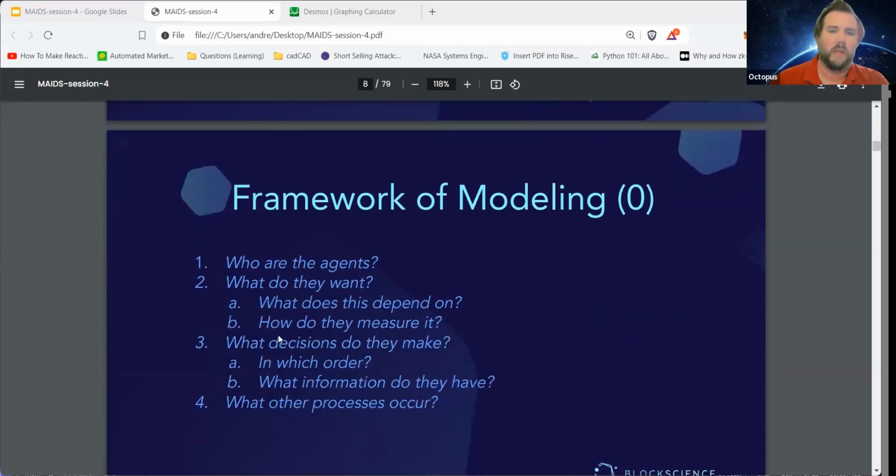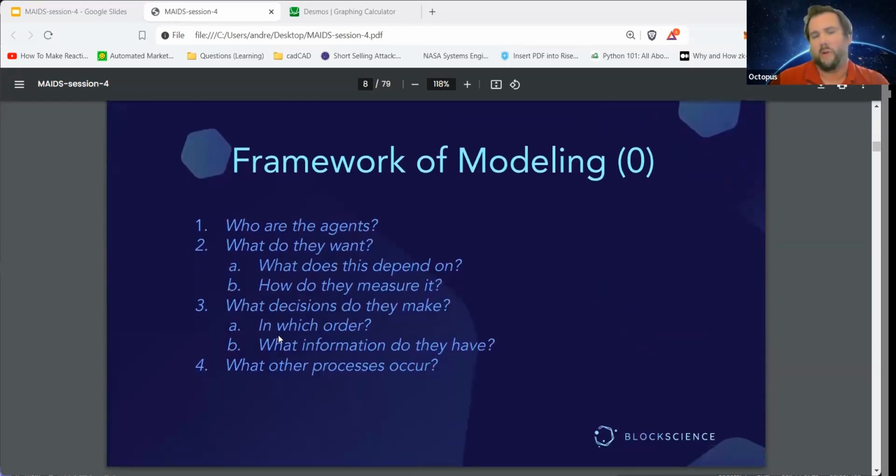So MAIDs naturally suggest a framework of modeling. If you want to build a model of a scenario or process, whether that model is computational or mathematical or symbolic or however you're wanting to build it, in order to build a MAID, you have to ask specific questions, and you can ask those same specific questions about any situation.